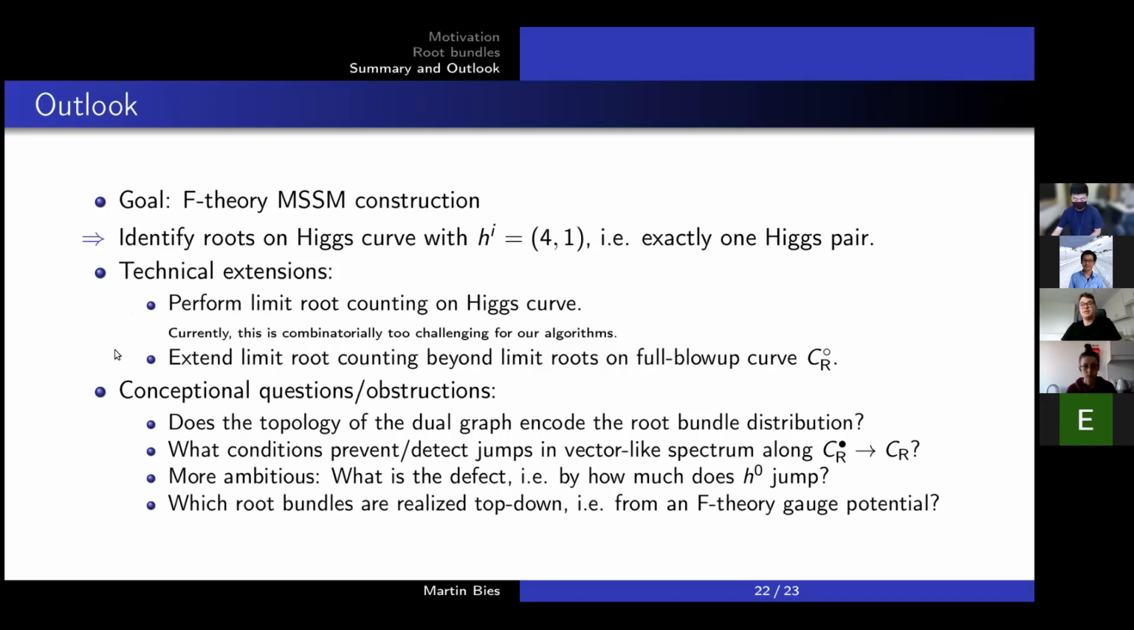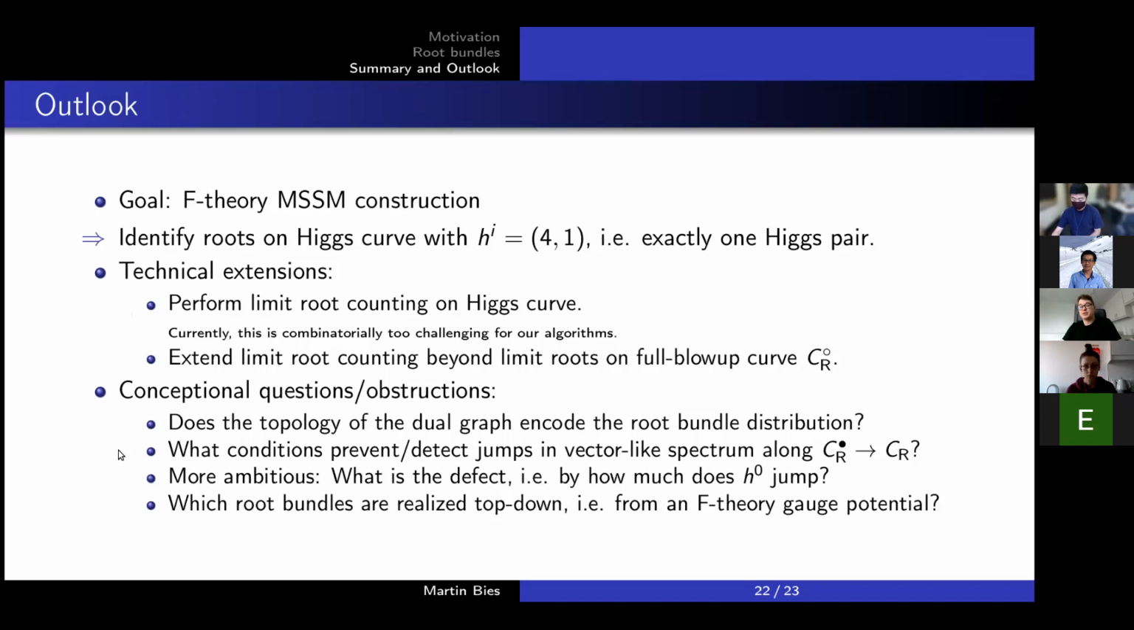Then also extend it beyond these limit linear roots in the full blow up so that we also extend our statistics there. More ambitiously, you could say there's the topology of the dual graph, which might tell you something about how many root bundles you find. Can you find a correlation between the two? The answer of which I don't know.